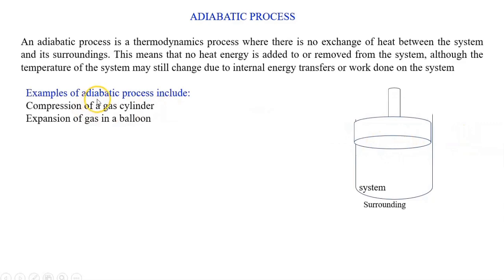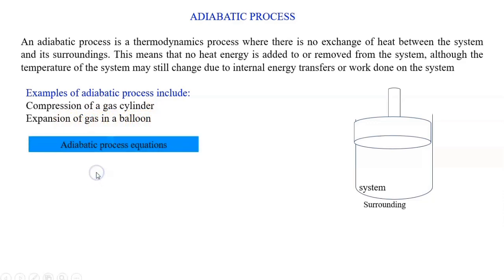Examples of adiabatic process include compression of a gas cylinder. That is, the compression of a gas cylinder is one of the examples of adiabatic process. Then expansion of gas in a balloon.